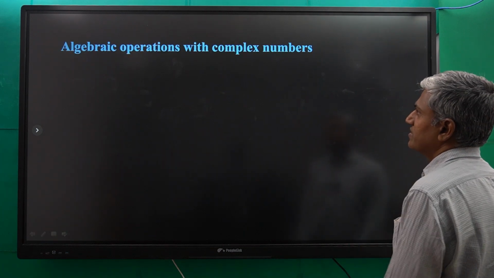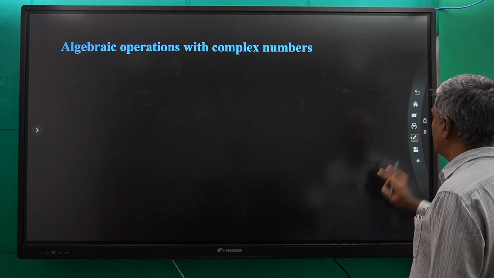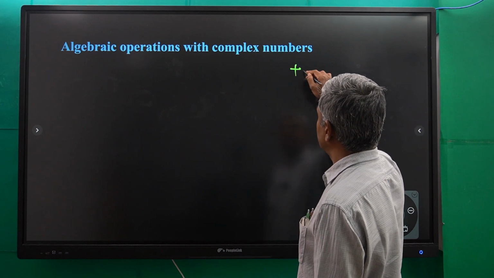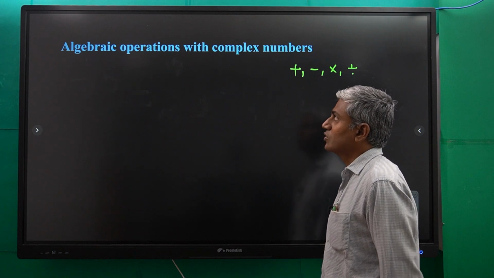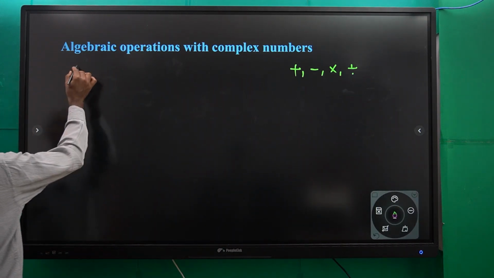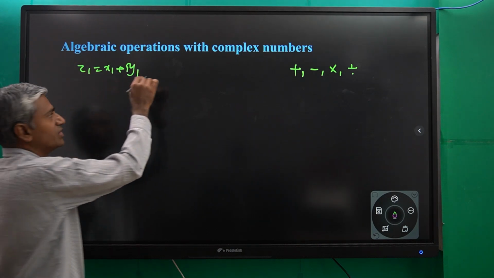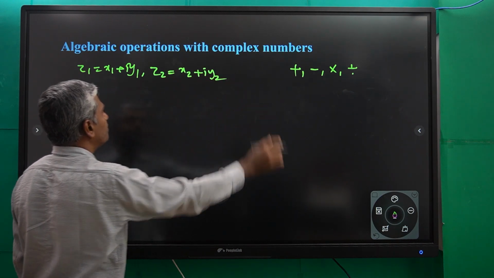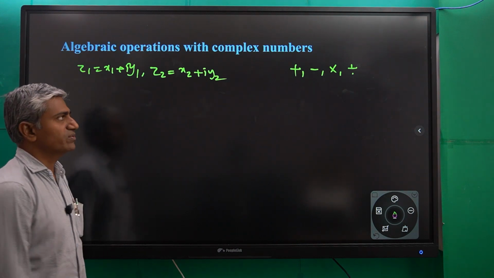So, algebraic operations with complex numbers. What are the algebraic operations? First of all, you might know them: plus, minus, into and division. These are called algebraic operations, but with respect to complex numbers. Let z1 is equal to x1 plus iy1 and z2 is equal to x2 plus iy2 be the two complex numbers.